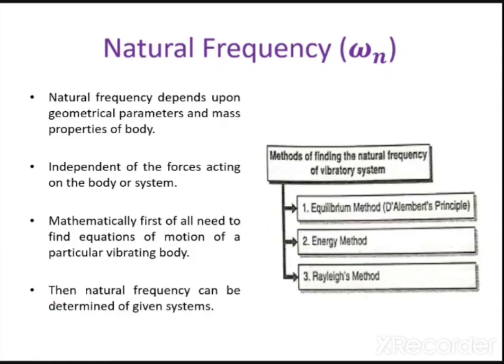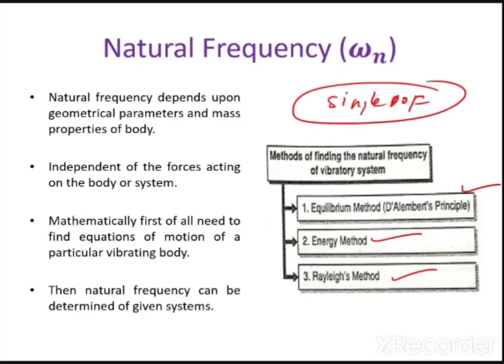The natural frequency of a system can be determined by the equilibrium method, energy method, and Rayleigh's method. Now, I am interested only in the single degree of freedom system, so these three methods are sufficient. Equilibrium method means D'Alembert's principle or Newton's method. Try to understand that Newton's method and D'Alembert's principle are one and the same.